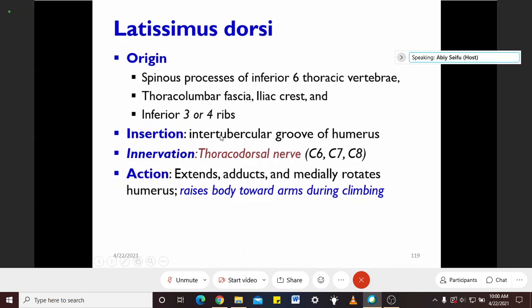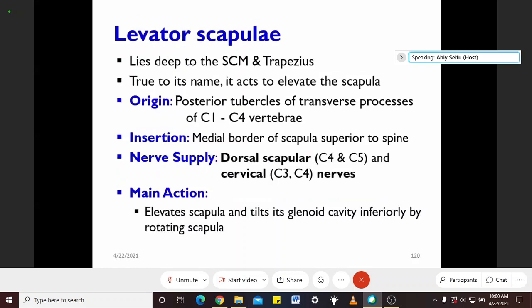So it inserts in the intertubercular groove, and it extends, adducts, and medially rotates the humerus, and raises the body towards the arm during climbing, so it is called the climbing muscle.